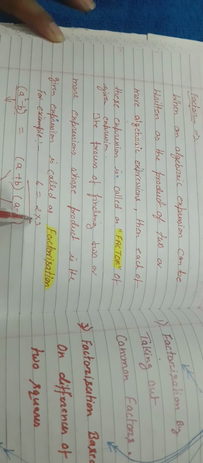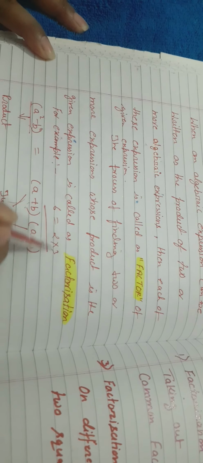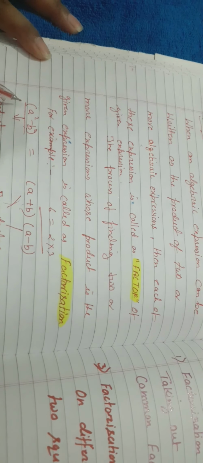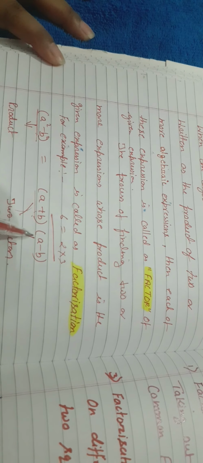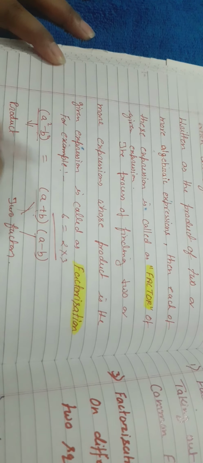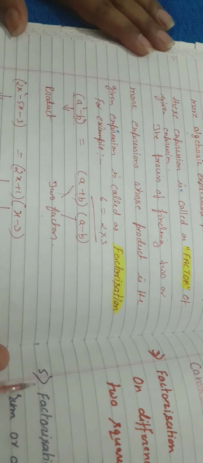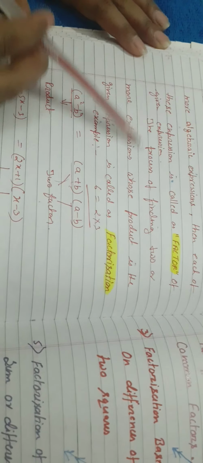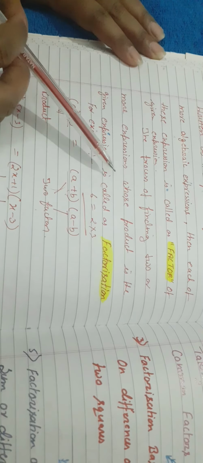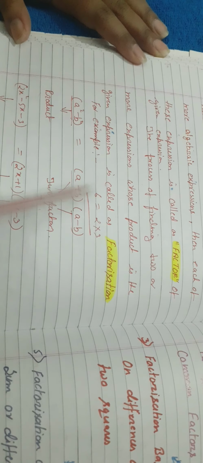There we have seen only numbers, but if someone asks me to factorize an algebraic expression, then I will factorize it like this, this number into this number. So here again the same process is there, but it is an advanced form of factorization. The process of finding two or more expressions whose product is the given expression is called factorization.